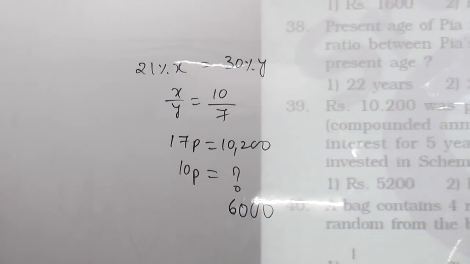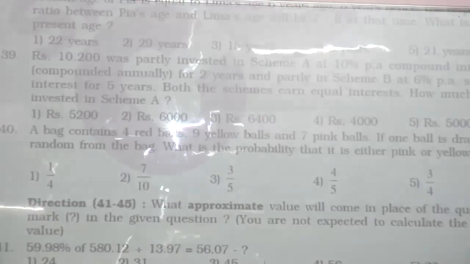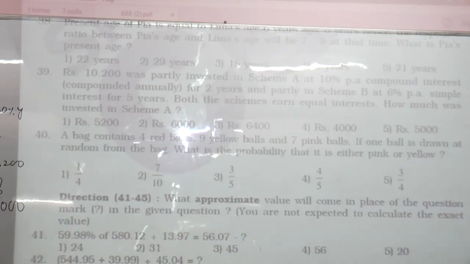Next, 48. A bag contains 4 red balls, 9 yellow balls and 7 pink balls. Total how many balls do we have? 20 balls. One ball is drawn at random. You can do it in 20C1 ways. What is the probability that it is either pink or yellow?